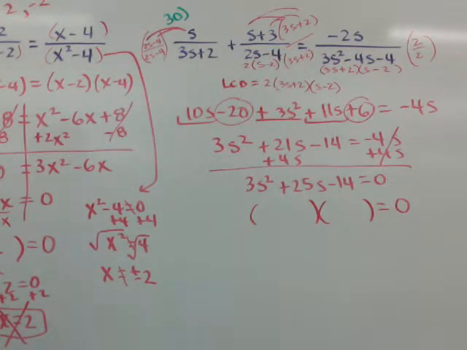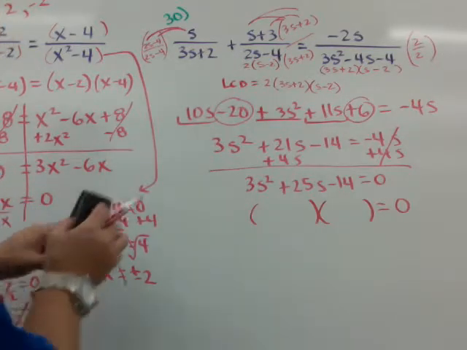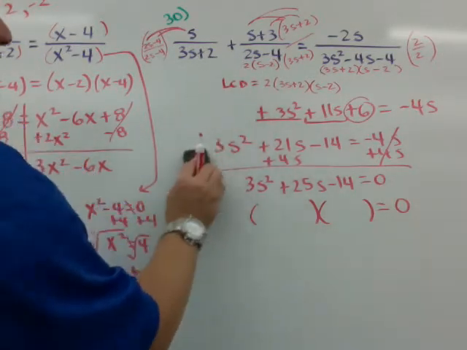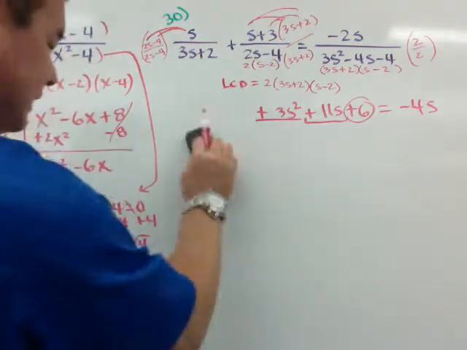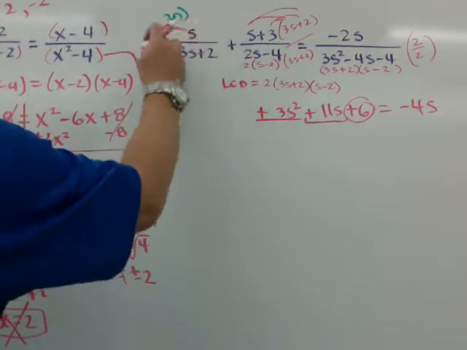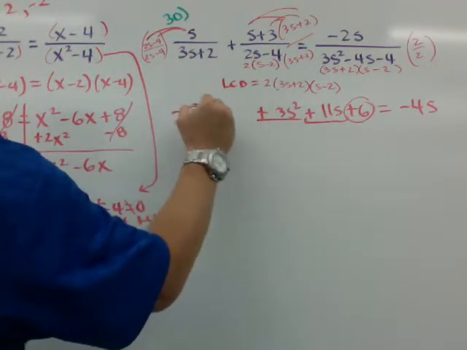Let's see, what do I need to do? Plus 2s plus 11s. Uh-oh, I see what I did wrong. This is a s, not a 5. Sorry. So this is wrong here. I apologize. This is a s, not a 5. So when I do this, I get 2s squared minus 4s.